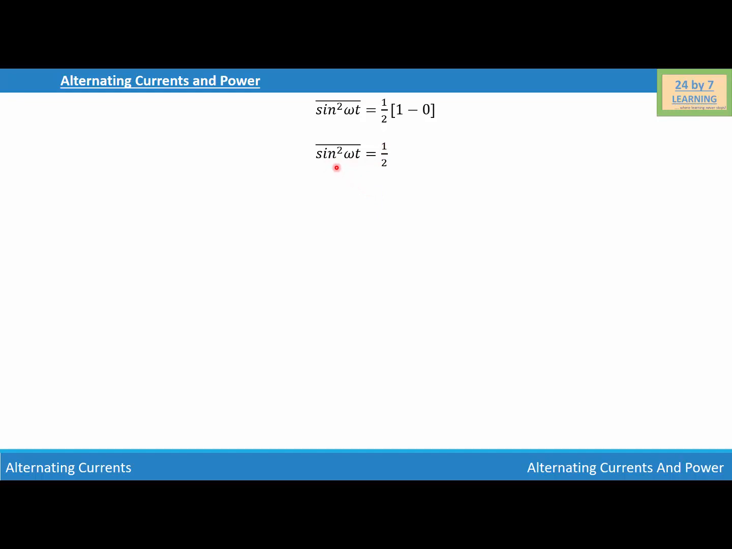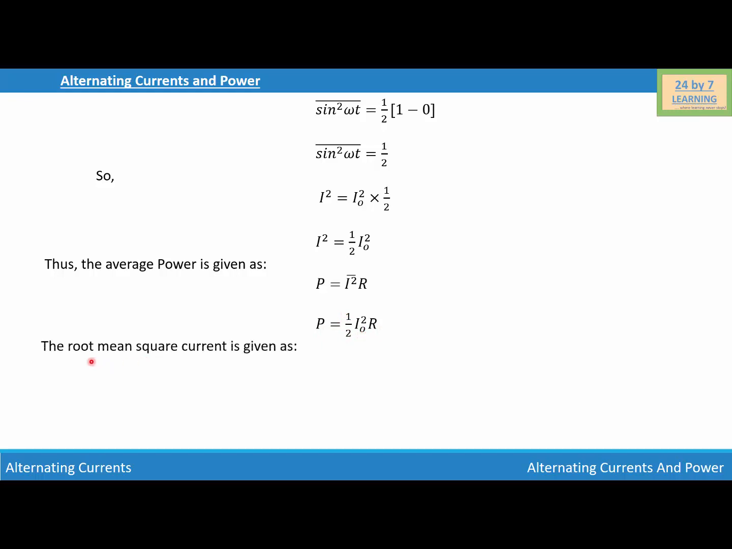Now let's substitute the value of the mean of sin²ωt = 1/2 in the equation for the current. So we will write the mean of I² is equal to I₀² times 1/2, which simplifies to 1/2 I₀². Now we know that the average power is given as P = mean of I² times R. Substituting the value of I² from this equation, we will have P = 1/2 I₀² R.